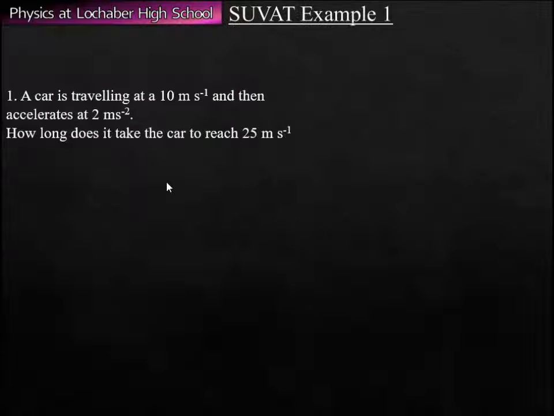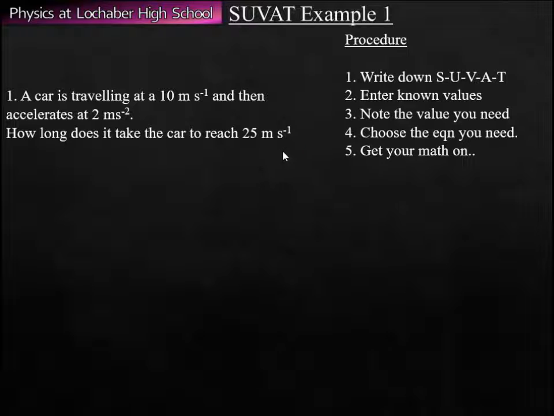Just to get stuck in with what we already know, let's take a look at this first question. So we know there's a car traveling at 10 meters per second, and then it accelerates, and we know the rate of acceleration is 2 meters per second squared. The question's asking us, how long does it take for the car to get up to a speed of 25 meters per second? So what we do is we write down SUVAT.